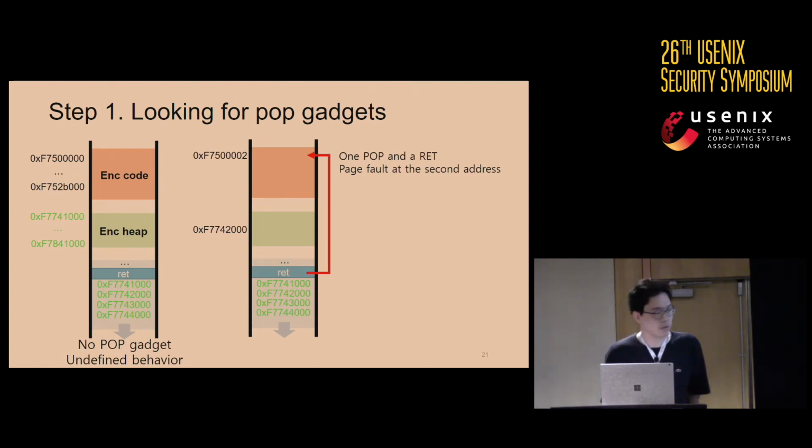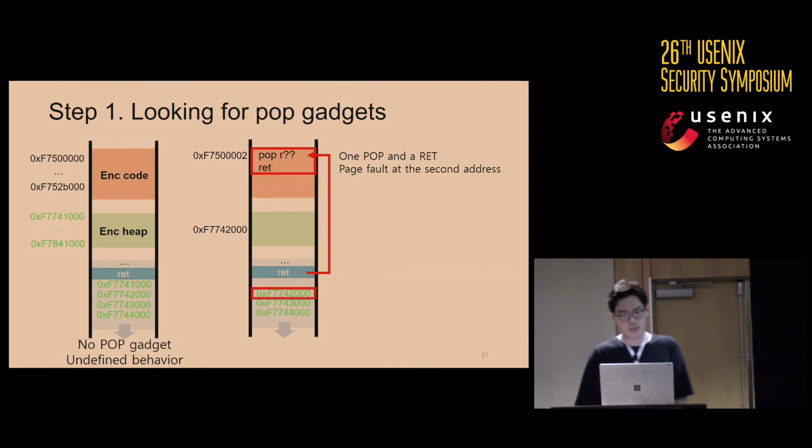Let's take one example. Let's assume that the probing address contains one pop instruction and return. Here, we don't know which register is changed by this gadget. We do know that it consumes one entry from the stack and returns to the next address. However, the address is a non-executable address, so it will raise a segmentation fault at that address. An attacker can know that the probing address contains one pop instruction and return instruction by inspecting the CR2 register.